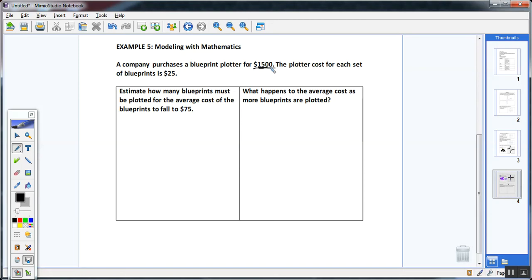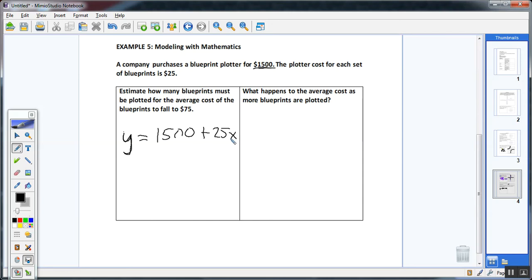Let's talk about this right here. First of all, we walk into this place, okay? I'm going to use some variables. I'm going to let y equal the total cost. Wouldn't the total cost y equal 1,500 plus what? Cost of the printer plus $25 for not just one print, but each print. So plus 25 what here? Okay. Y is going to represent our total cost.